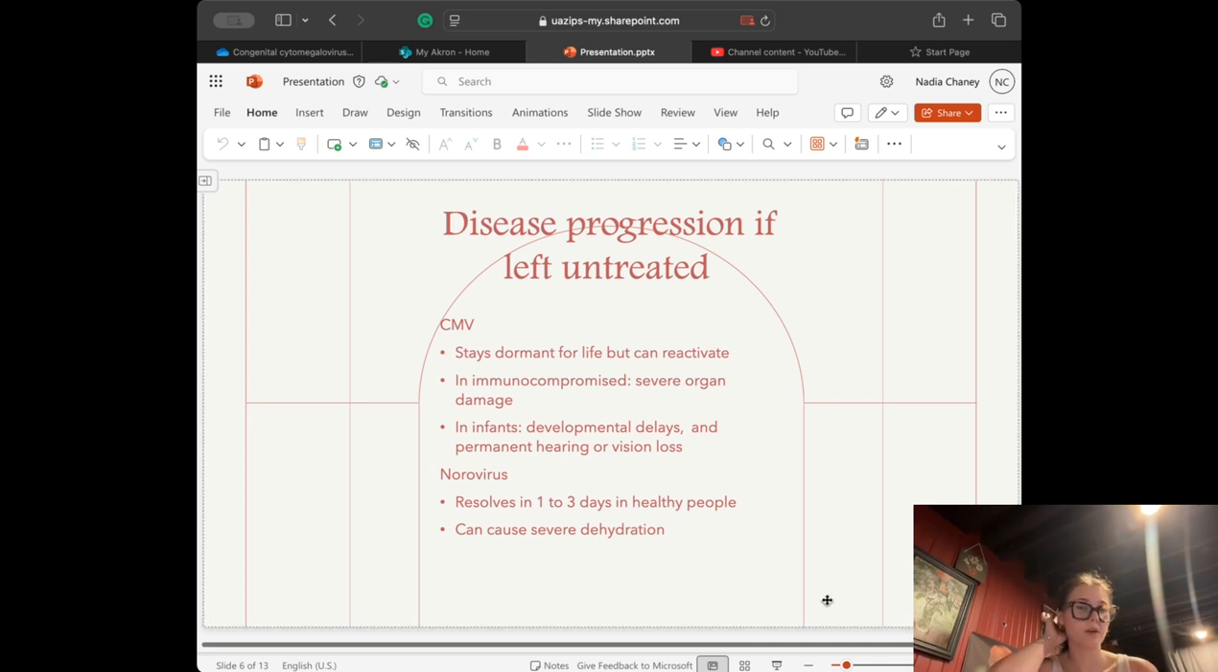For norovirus, it usually resolves itself in 1 to 3 days. For healthy people, in immunocompromised people, it might just take a little bit longer than that. And again, it can cause severe dehydration.